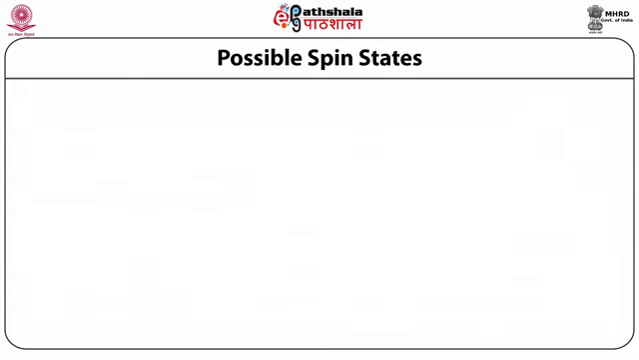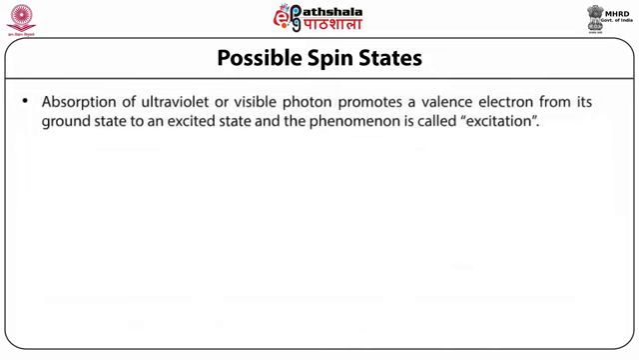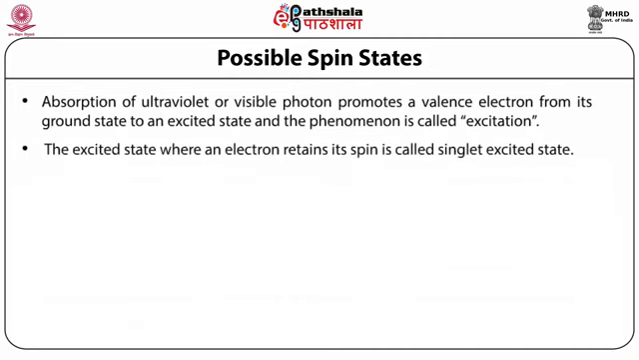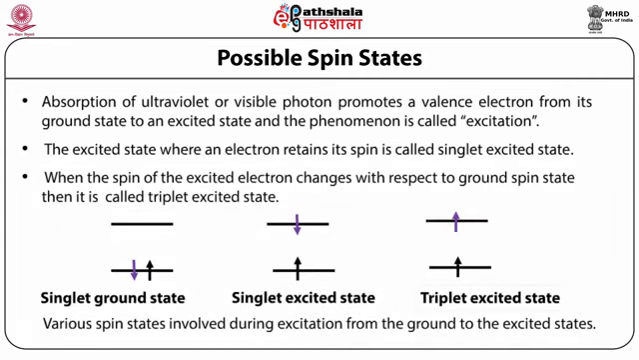Possible spin states: absorption of an ultraviolet or visible photon promotes a valence electron from its ground state to an excited state, and the phenomenon is called excitation. The excited state where an electron retains its spin is called the singlet excited state. When the spin of the excited electron changes with respect to the ground state spin, it is called the triplet excited state.